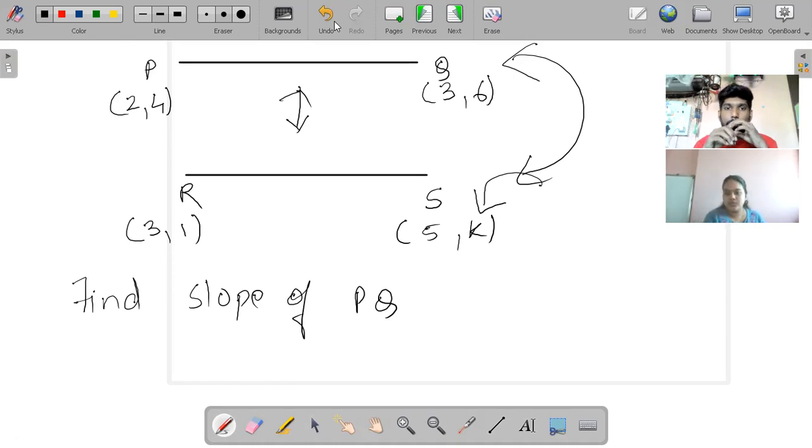Two upon one, that is two. Let me just check. Yeah, correct. The slope of PQ is 2.